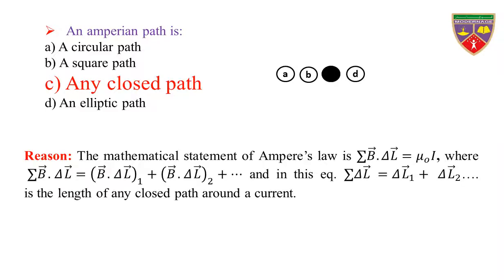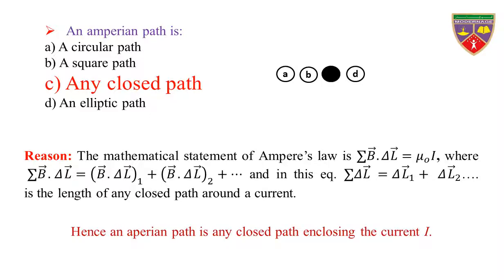Reason: the mathematical statement of Ampere's law is sigma B vector dot delta L vector equal to mu naught into I, where I is the current. Therefore, sigma B vector dot delta L vector is equal to B vector dot delta L1 vector plus B vector dot delta L2 vector plus and so on. And in this equation, sigma delta L vector, equal to delta L1 plus delta L2 and so on, is the length of any closed path around a current. Hence, an Amperian path is any closed path enclosing the current I.